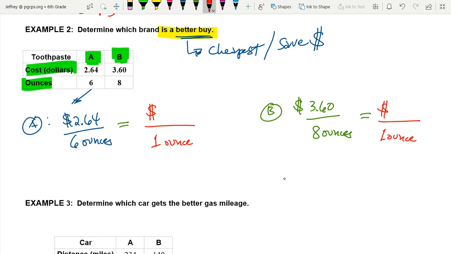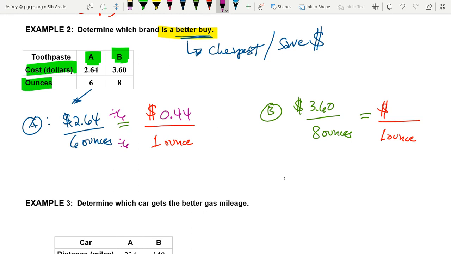Pause the video. After you're done, play it again. All right, so I guess you're done solving. So this is going to be $2.64. We divide by 6, and you would get 0.44. It's 44 cents per ounce.